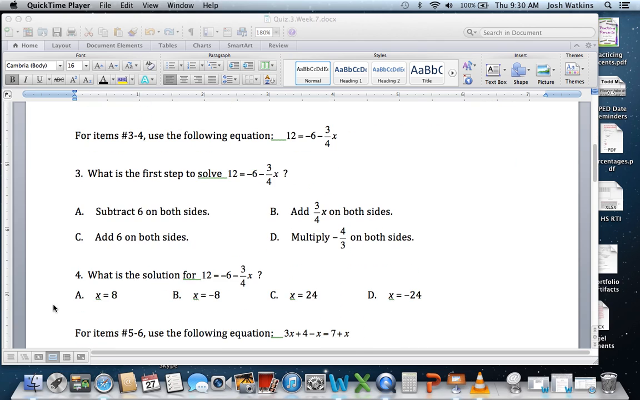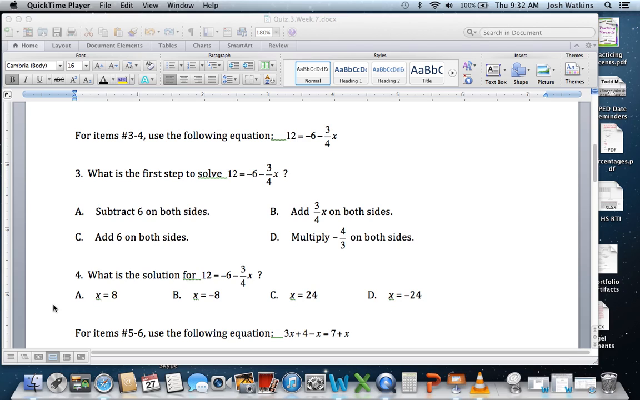For items 3 and 4, use the following equation. 12 is equal to negative 6 minus 3/4 x. So number 3, what is the first step to solve 12 equals negative 6 minus 3/4 x? So the very first step, what is it?